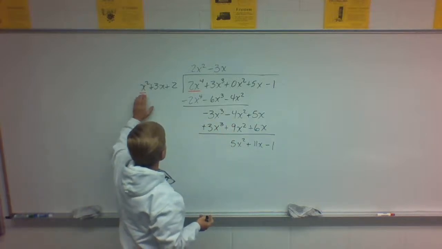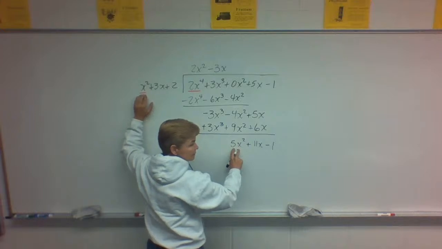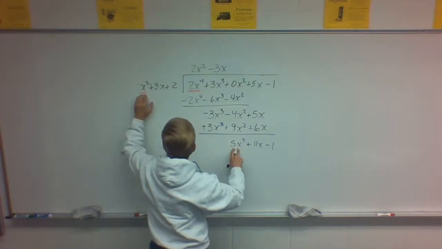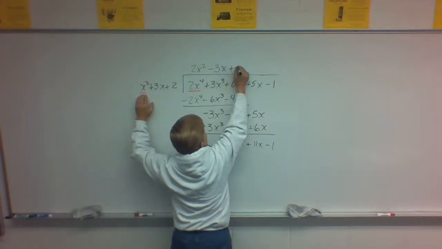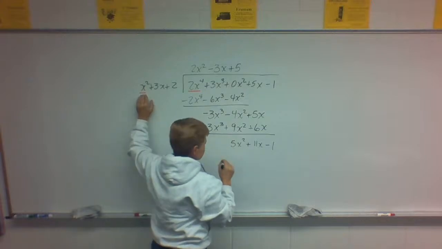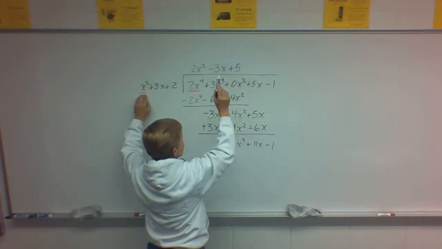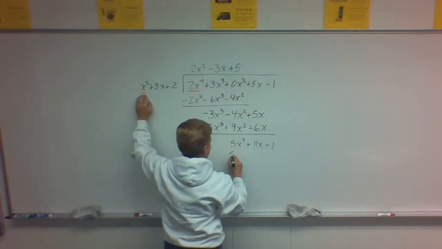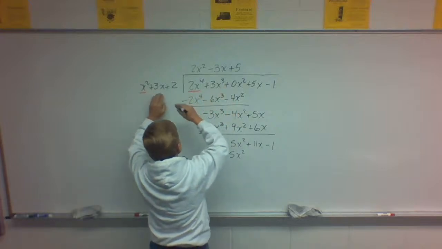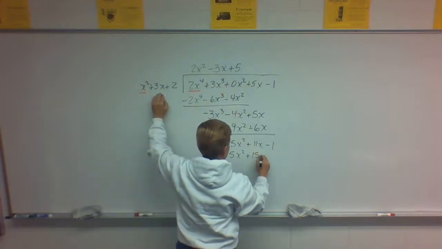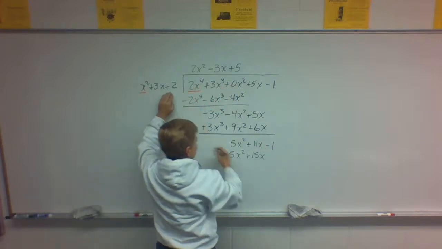How many times does this first one go into this one? And it's positive 5, right? Then we do this. We take that result, 5 times x squared, and write it here. And 5 times 3x and write it here. 5 times 2 and write it here.